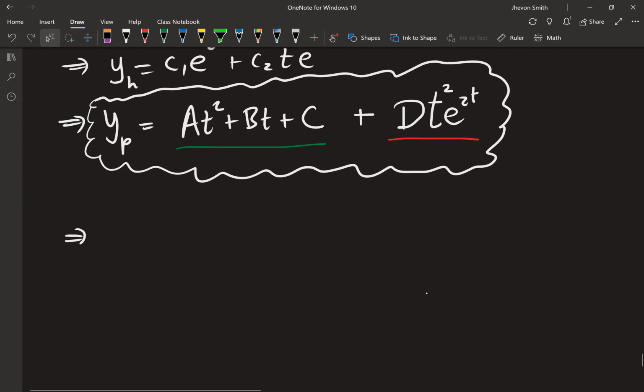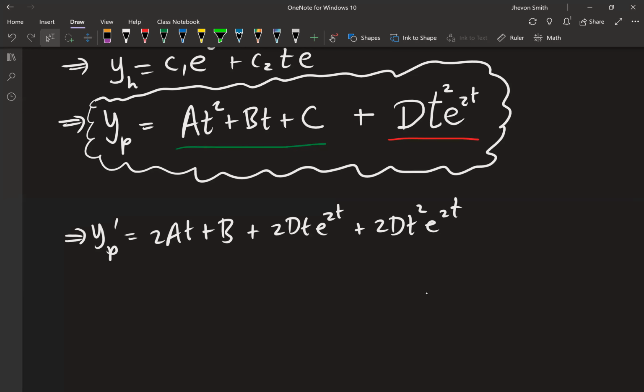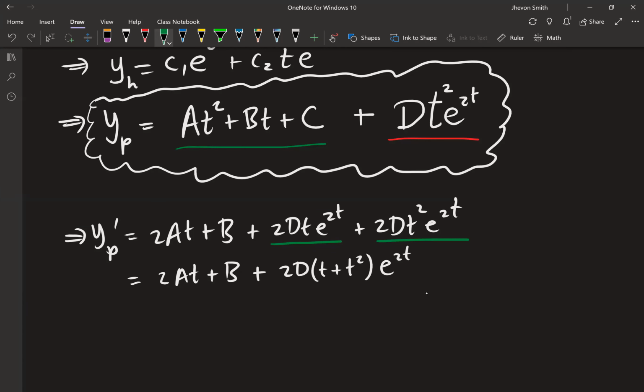So I'm going to move on to finding derivatives, yp prime. I would have 2at plus b plus 2dt e to the 2t plus 2dt squared e to the 2t, using a product rule on the second part. I would clean this up a little bit because, like I was mentioning earlier, we want to minimize the amount of expansion we have to do. I realized that if I wanted to differentiate this guy or that guy, I'd have to use the product rule twice. That means it's going to expand into 4 terms. I'd like to minimize the expansion. And so I combine those into 1 term so that I only have to do the product rule once. And so that leads me to yp double prime.